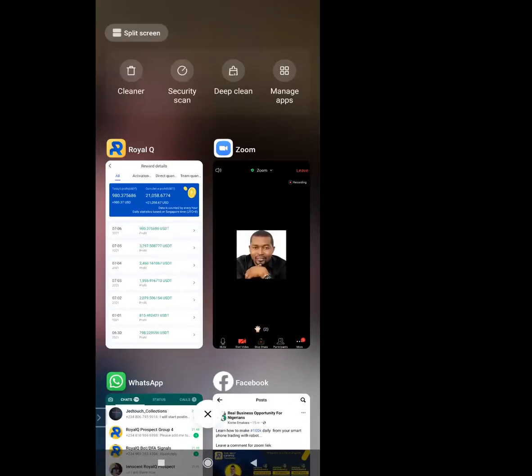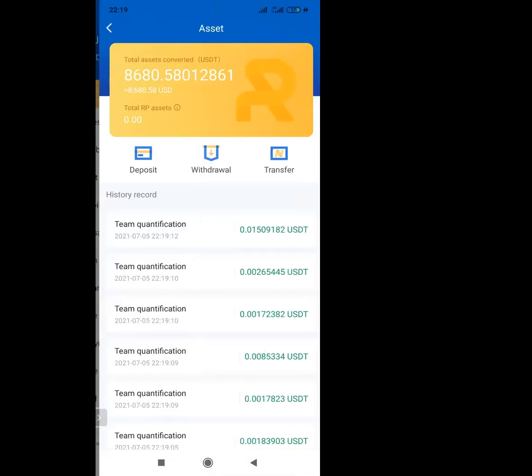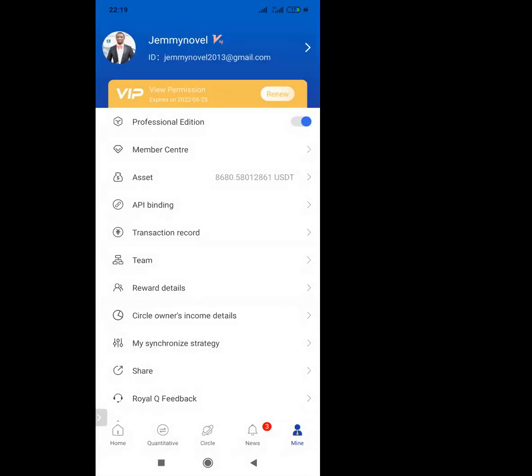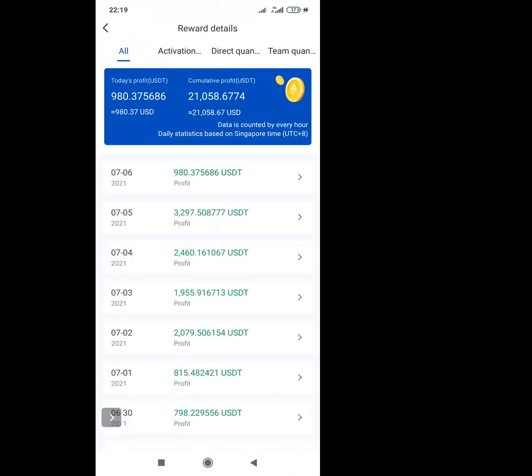If I go back to this now, you can see that it has changed. So your earnings are on autopilot. Let us look at the days. 2nd of July, I earned $2,079. 3rd of July, $1,955. 4th of July, $2,460. Today, their own time is 8 hours, I made $3,297. Now this is the next day, $980 have piled up. I'm going to break another all-time high, because I am envisaging $5,000 per day.